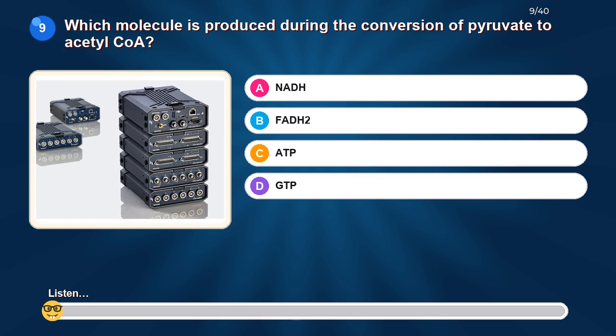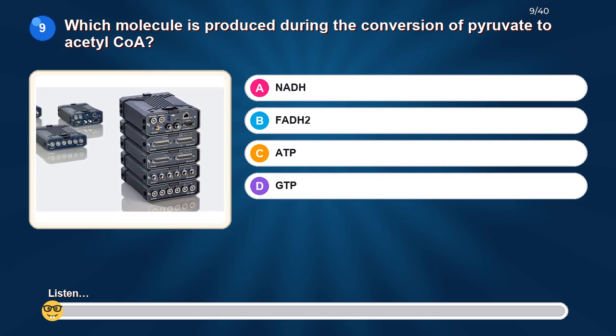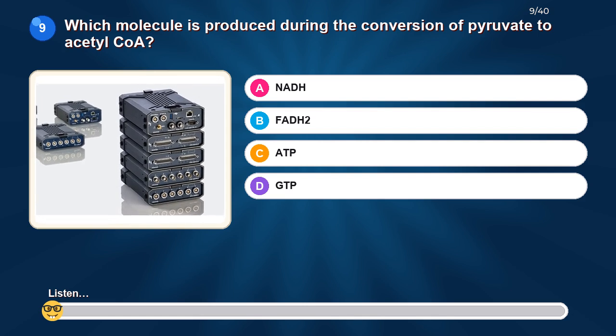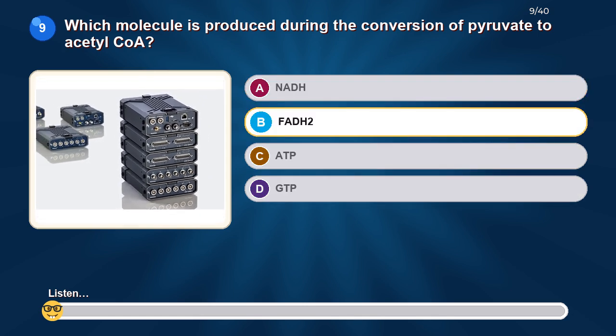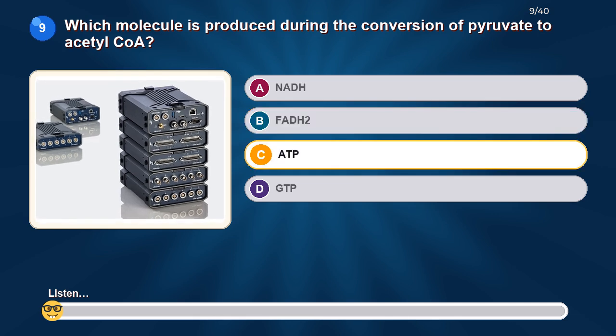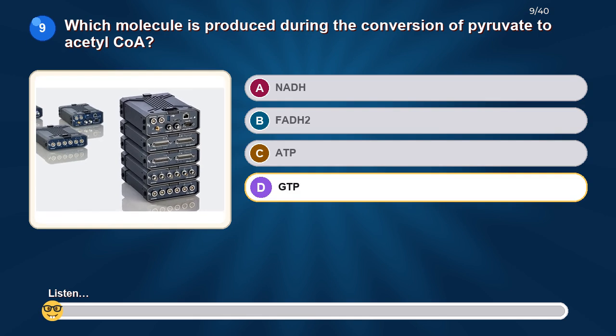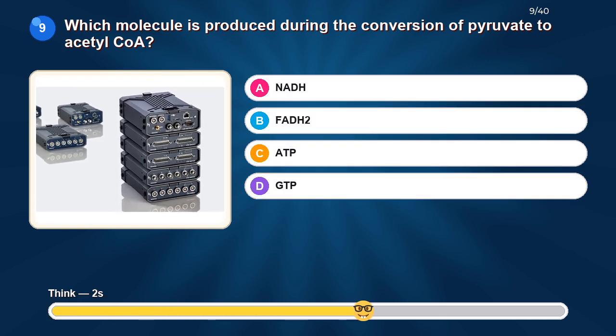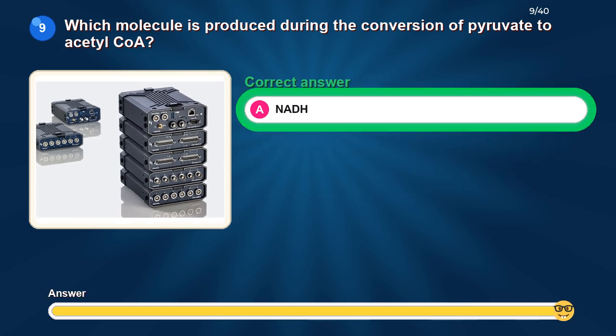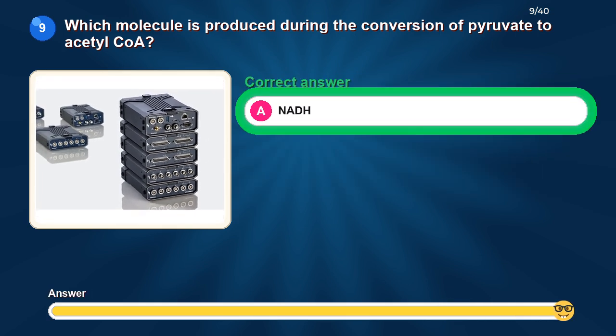Which molecule is produced during the conversion of pyruvate to acetyl-CoA? Option A, NAD. Option B, FADH2. Option C, ATP. Option D, GTP. The correct answer is NAD.